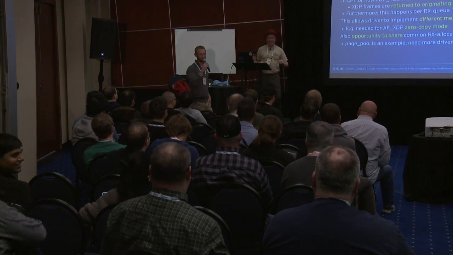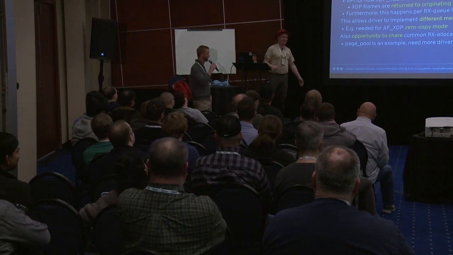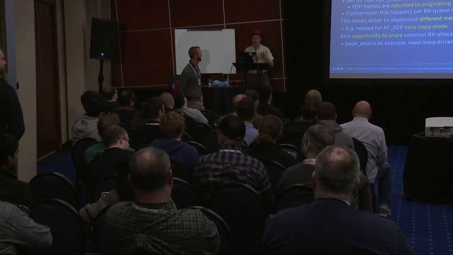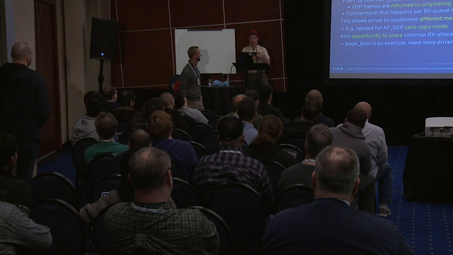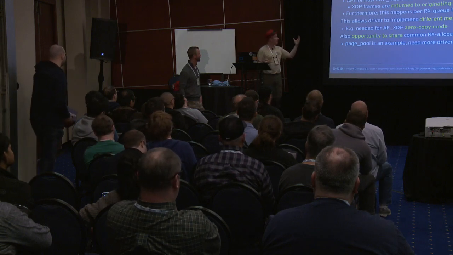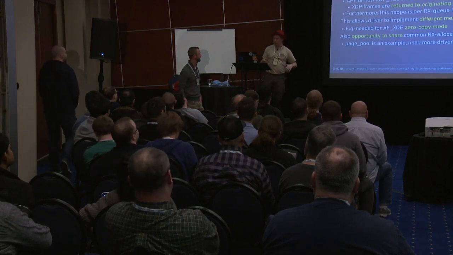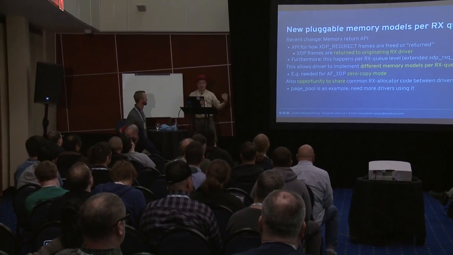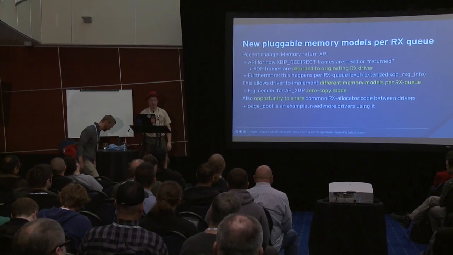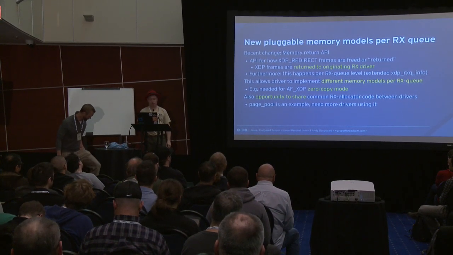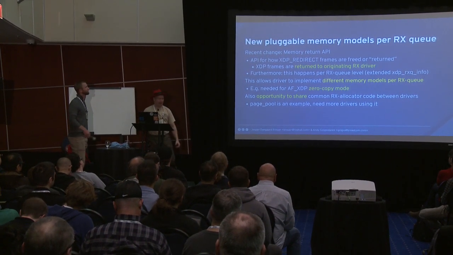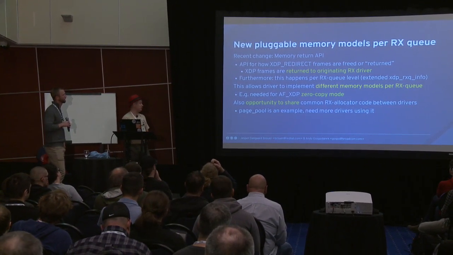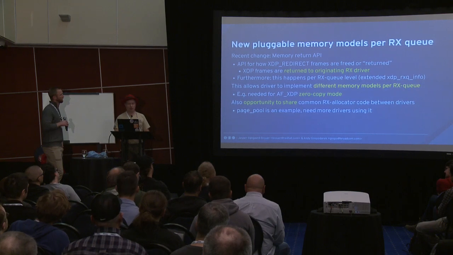What I recently added is a pluggable model for the receive queue, so you can have another memory model per receive queue. We're using that to get the zero copy mode in AF_XDP. There's an opportunity to share this allocator code between the different drivers, and I'm going to work on that next week.